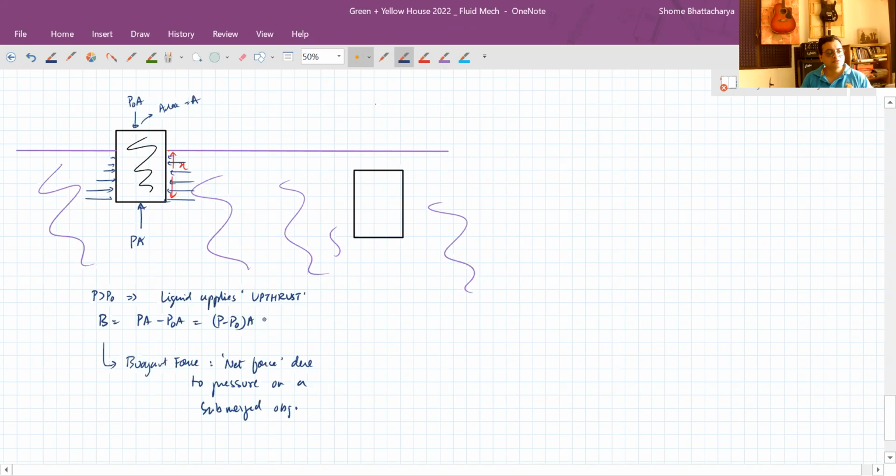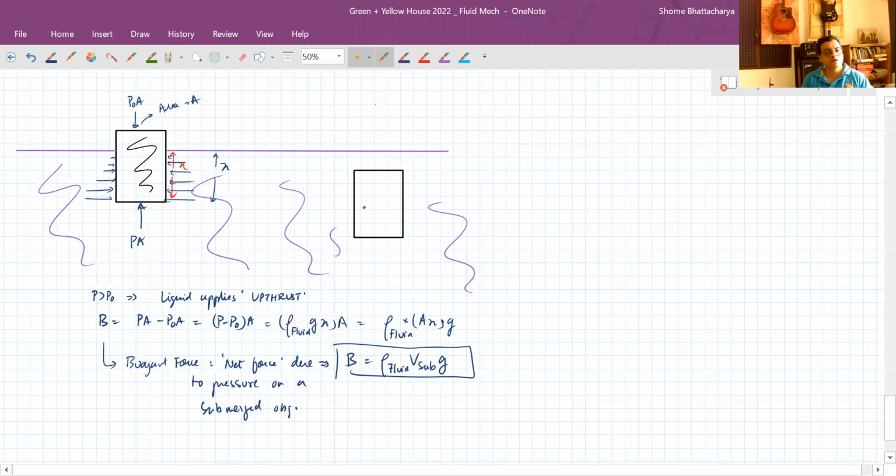Now you can see this pressure difference will be density of the fluid into G into X. In my diagram above, you can understand this height difference from here to here is X. So you can see it is density of the fluid into A into X into G. So it is density of the fluid into volume submerged into G.